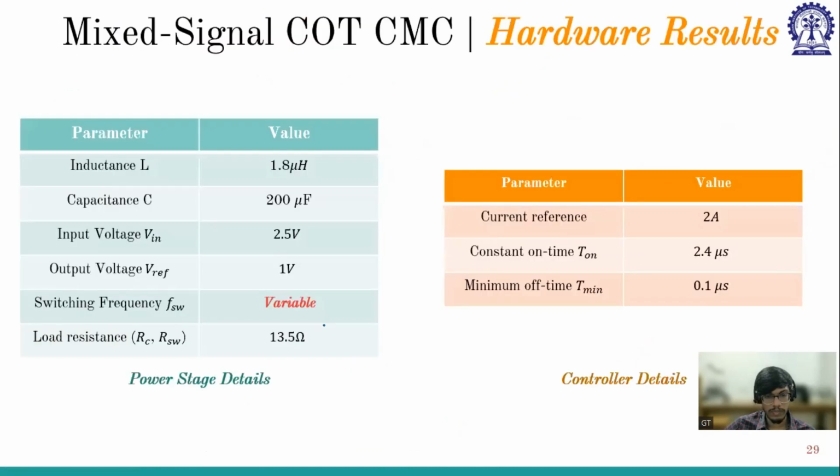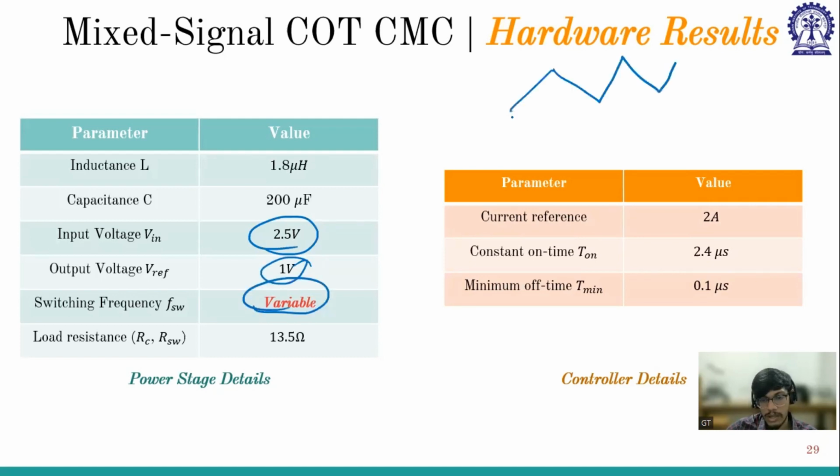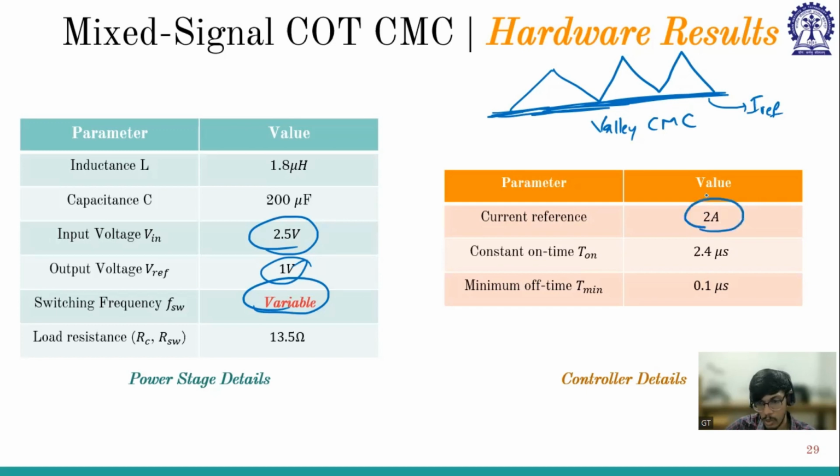Yes, sir. Okay. So now we'll again go into hardware results. So here it started with 2.5 volts input, output 1 volt, and variable. As you know, COT current mode control is a valley current mode. So this is the valley current mode. We have to set, so it is running in constant I reference mode, giving a constant I reference. The constant I reference is set to 2 amperes. And this is the on time chosen because it is constant on time, and this is the minimum on time that has been selected.